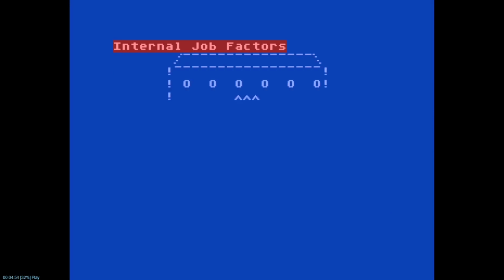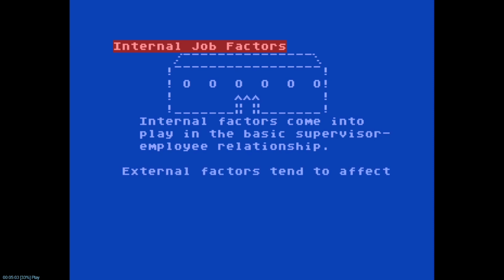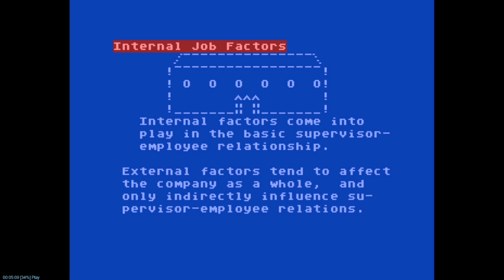Yes. Internal job factors, as we said, are those factors which directly bear upon the situation in the company. Internal factors come into play in the basic supervisor-employee relationship. External factors, on the other hand, tend to affect the company as a whole and only indirectly influence supervisor-employee relations.